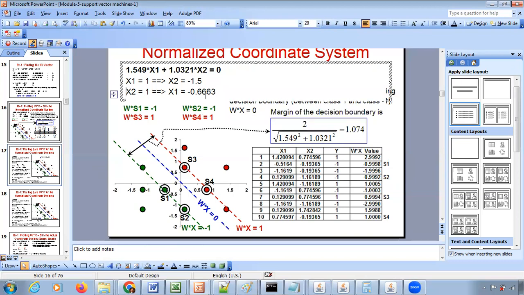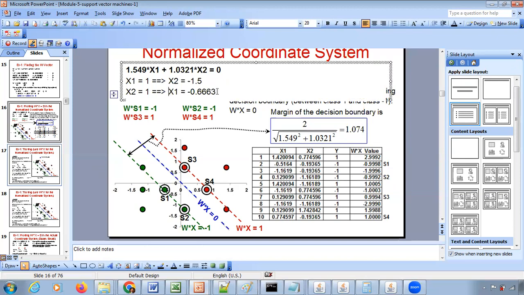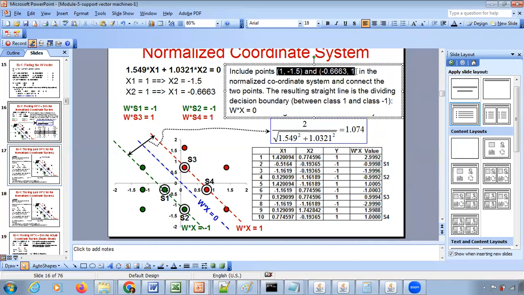And the other one is, don't say data point, we just say point because it's not part of the data set. So the other is negative 0.6663 comma 1, because it is x1 comma x2. So plot these two points in your coordinate system. We'll do that here.